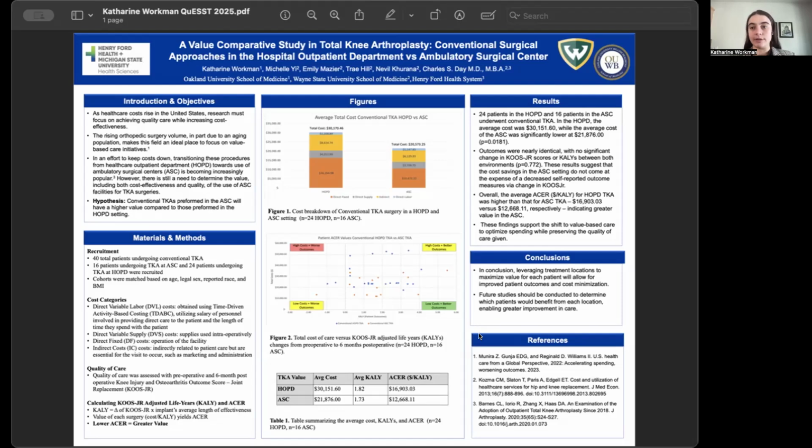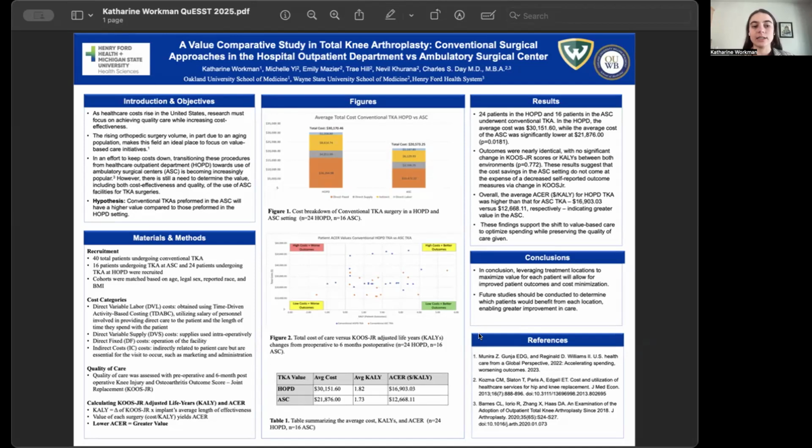So in order to determine value, first we had to look at cost. And in order to determine the cost, we used four different variables. Our direct variable labor costs, which is determined using a common method, the TD-ABC, time-driven activity-based costing, which utilizes the salary of the people at the hospital providing direct care to the patient, accounting for the length of time that they care for the patient. So not just surgeons and nurses, but also the radiology techs, the physical therapy department, all of those times during the surgery, pre-op, post-op, that kind of thing.